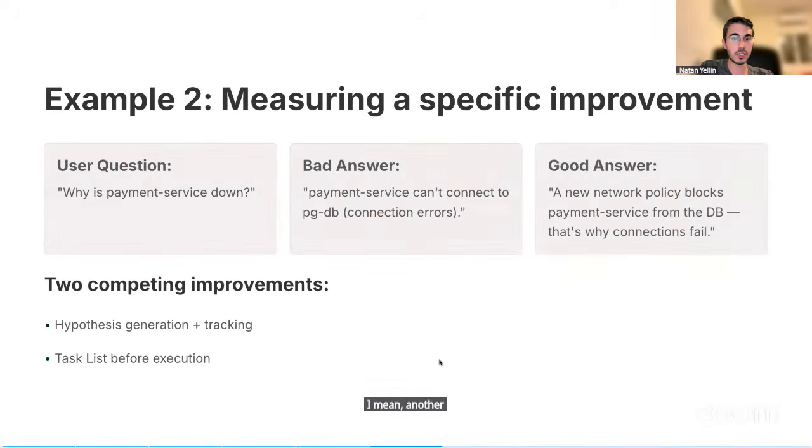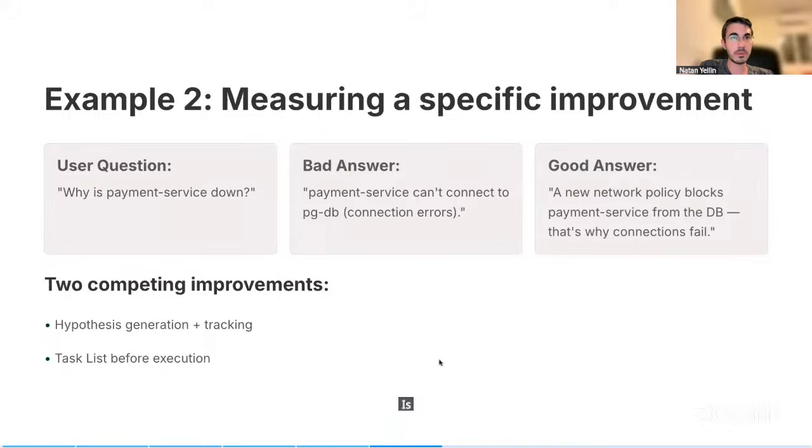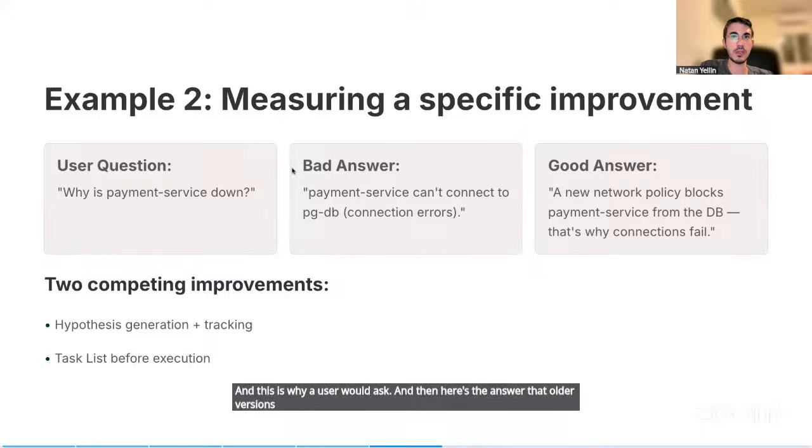Another challenge that comes up all the time when you're developing AI agents and trying to make them reliable is what approach is best? And I'll give you an example. Here's a question, okay, why is payment service down? This is what a user would ask. And then here's the answer that older versions of our agent, version 1 of the agent, would give.